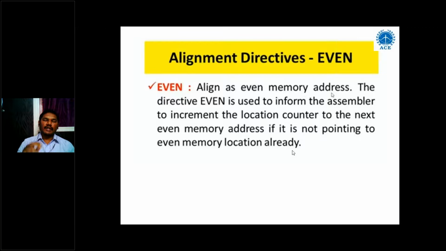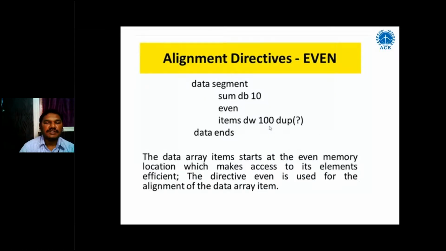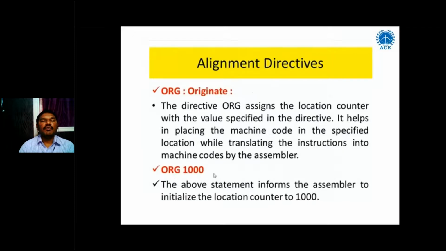See, 0, 1, 2, 3, 4, 5. You see the difference on the right side, the even numbers: 0 to 2, 2 to 4, 4 to 6. That's why, to point to those even memory address locations, we use EVEN. This is the example of that. So ORG, this is also very important. ORG means origin, and origin means where to start the address location. So what is the current address location? That will be indicated by this directive. The directive ORG assigns the location counter the value specified in the directive. Right.